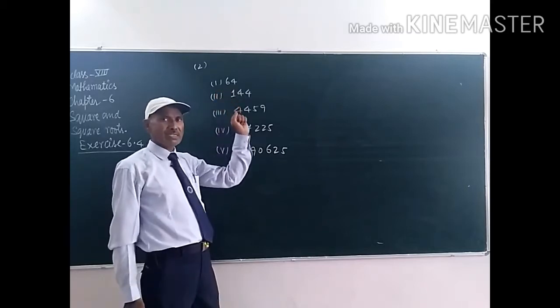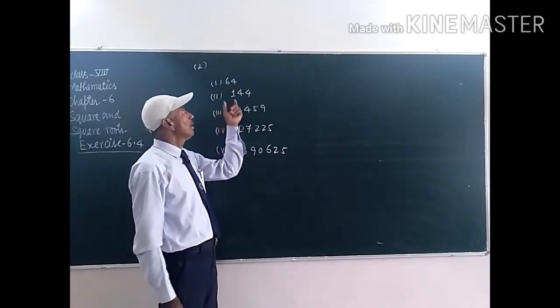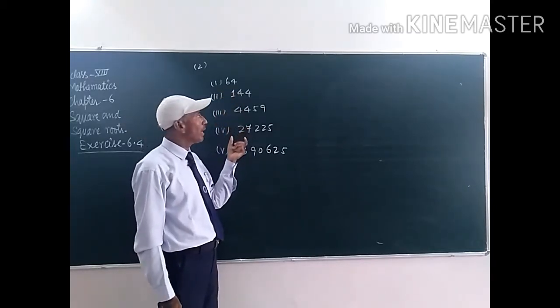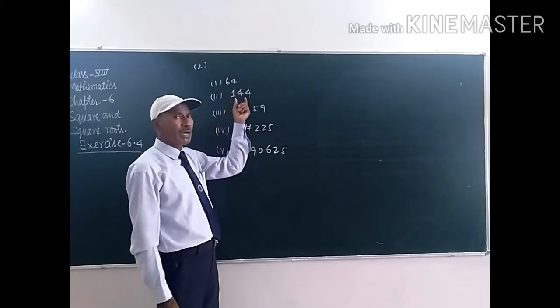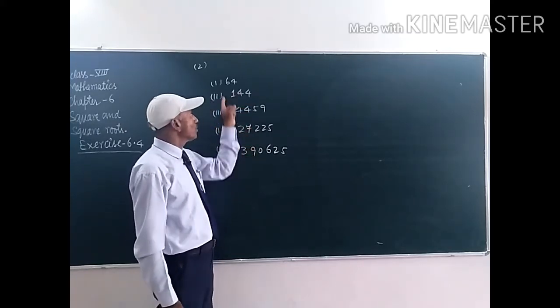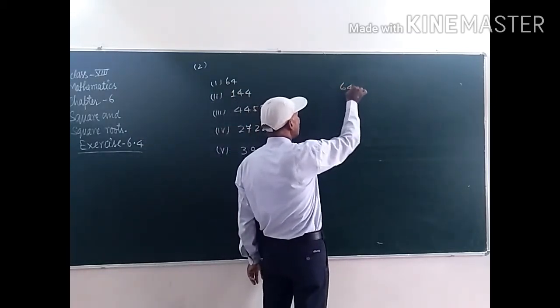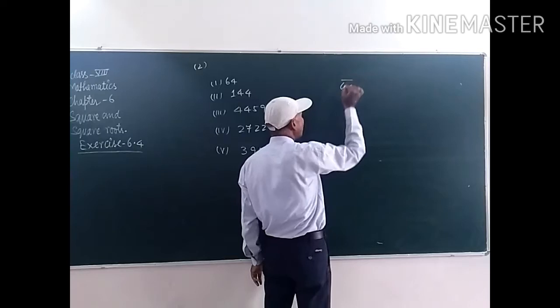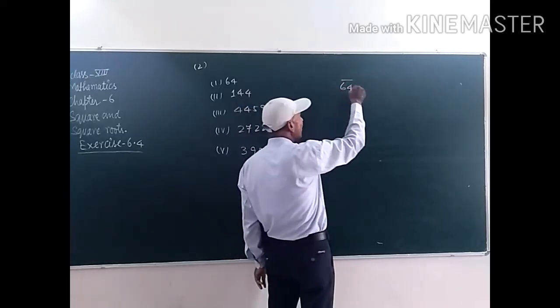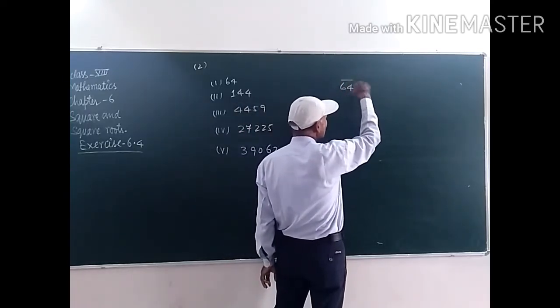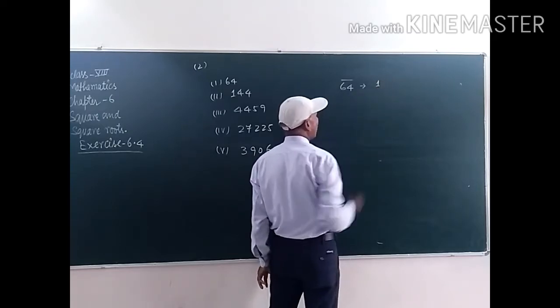Student, this is question number 2, and in this question we have to find the number of digits in the square root of the given number. So this number is a 2-digit number, student, this one 64. So we have to put 1 bar only. So the number of digits in its square root will be 1.